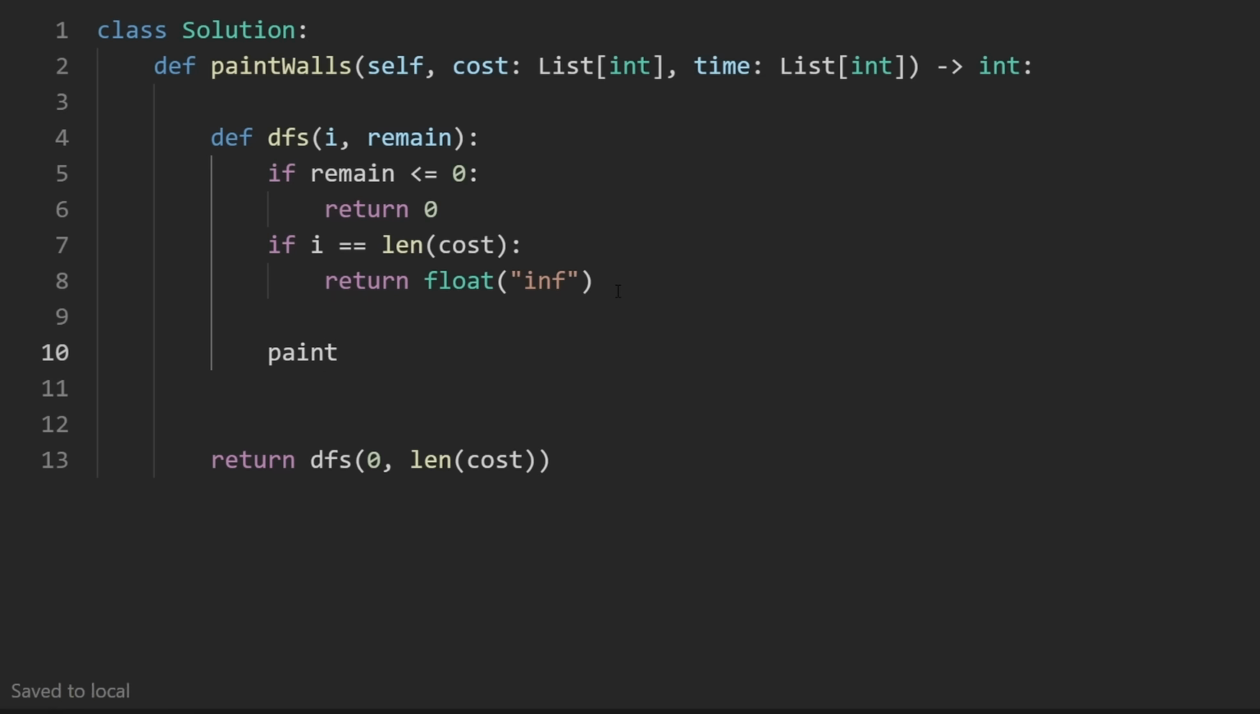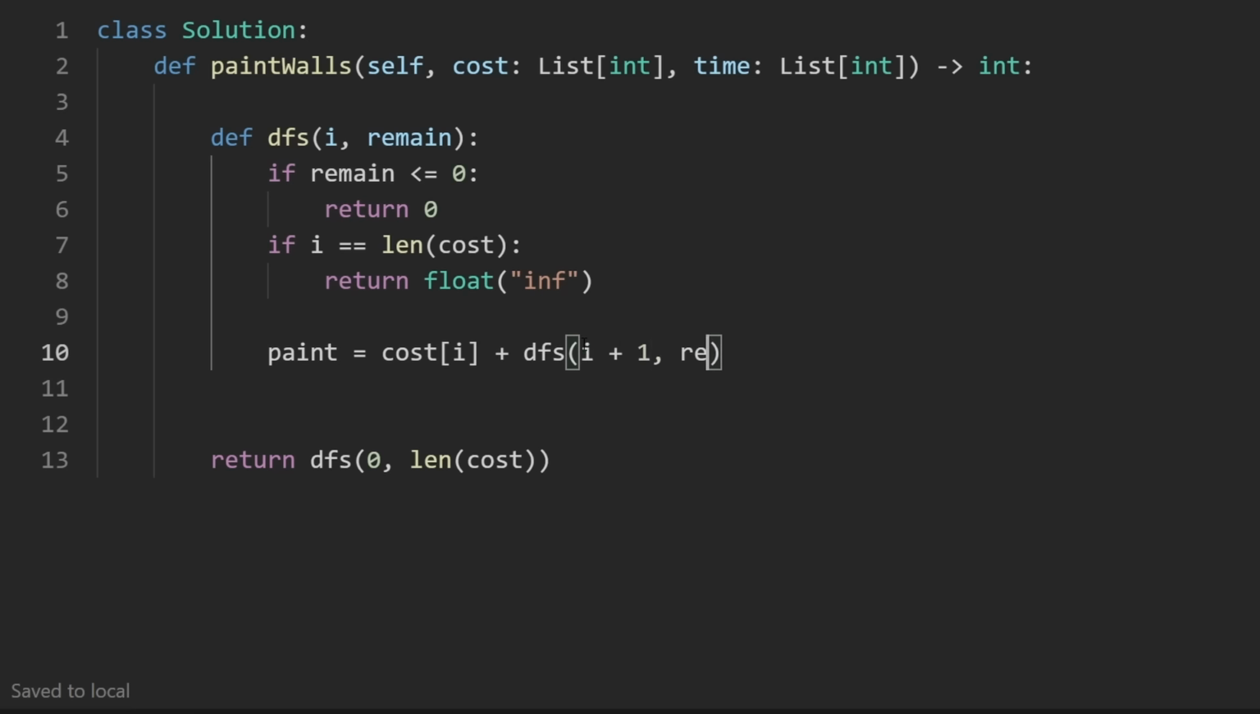We're either painting the wall. If we paint the wall, what is the cost of doing that? It's going to be, first of all, the cost of the ith wall. That's pretty straightforward. And the cost of painting the rest of the walls, or at least minimizing the cost from painting the rest of the walls. Well, the simple thing here is we're going to start at i plus 1.